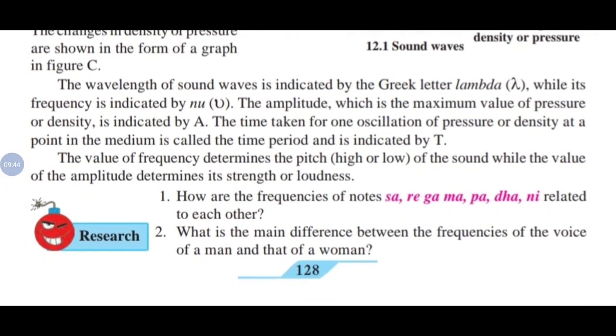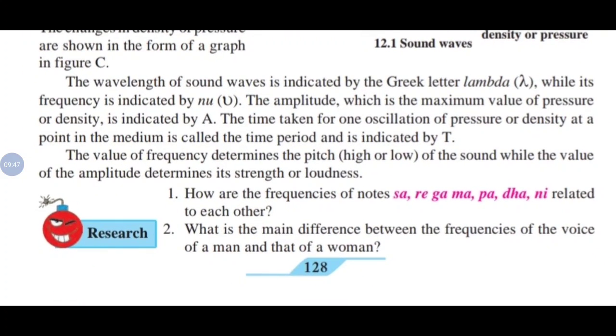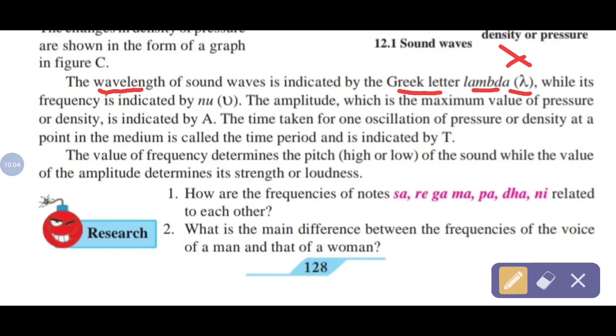Now some definitions related to sound waves are given here. First one, the wavelength. The wavelength of a sound wave is indicated by the Greek letter lambda, written like an inverted Y, like this. All are getting? While its frequency is indicated by the letter nu. We write this letter nu like this. Clear? That is also a Greek symbol used to denote frequency.